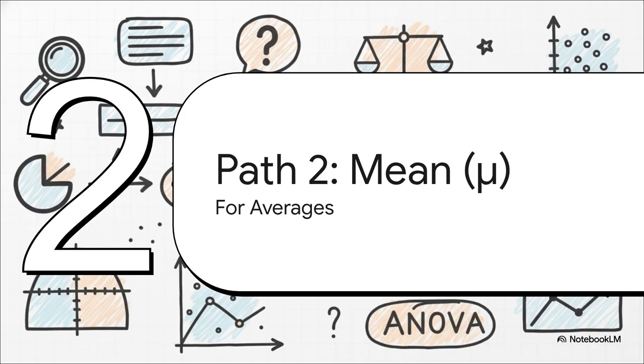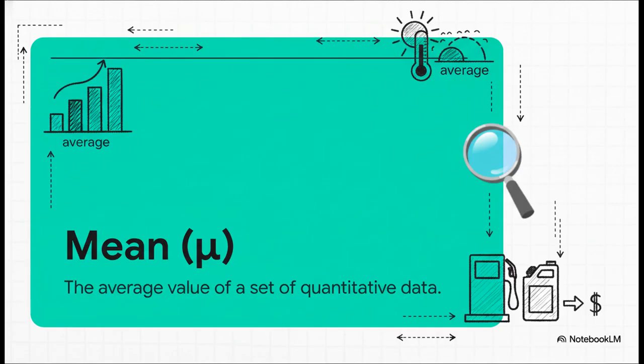Well, when your question is about the average value of something, you're heading down the path for testing a mean. And the mean, well, that's just the average. We use this concept all the time without even thinking about it. The average score on an exam, the average time it takes to get to work, the average price of a cup of coffee. These are all means.